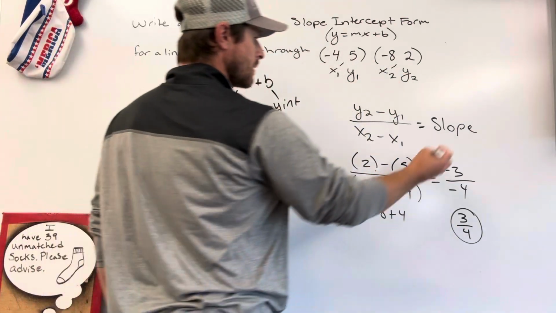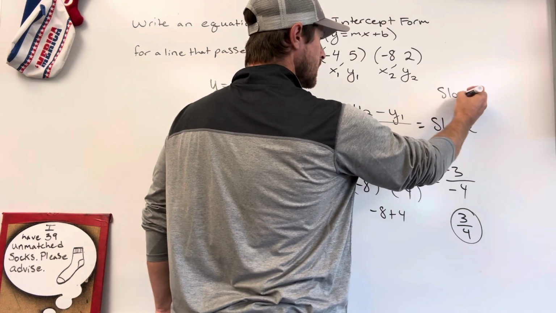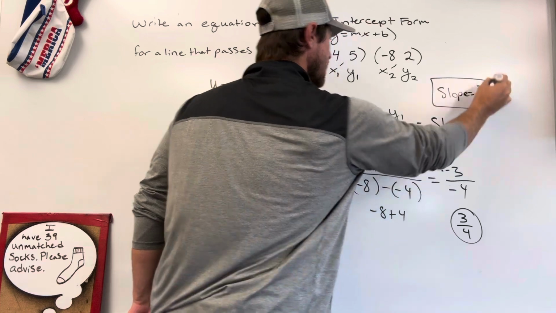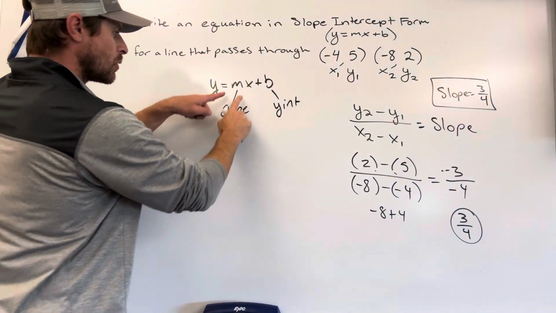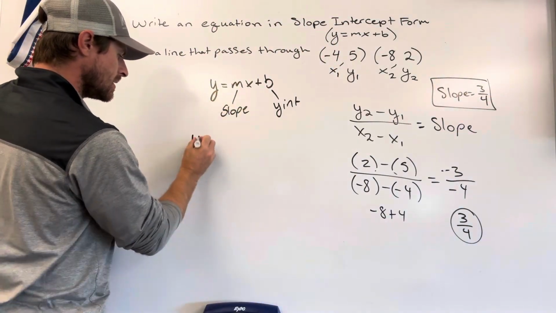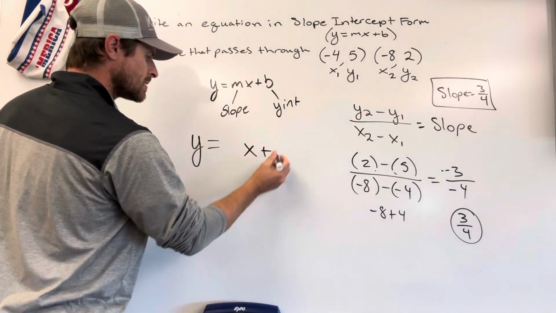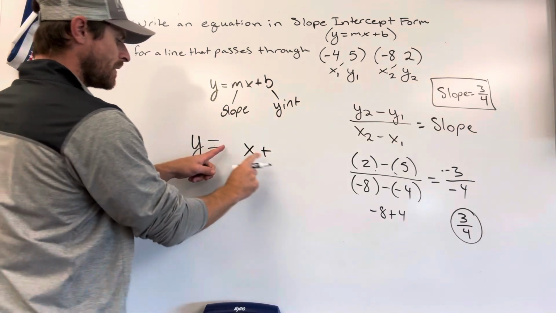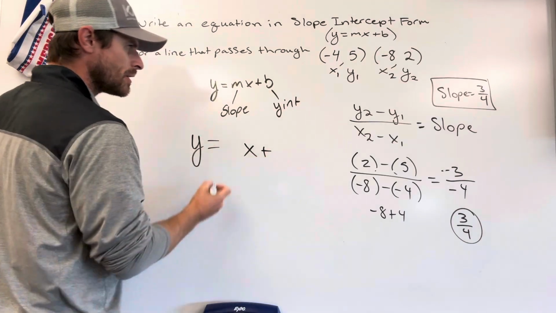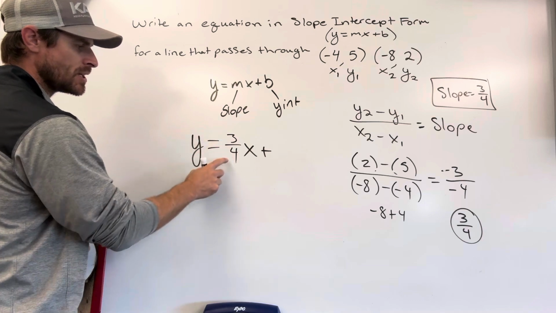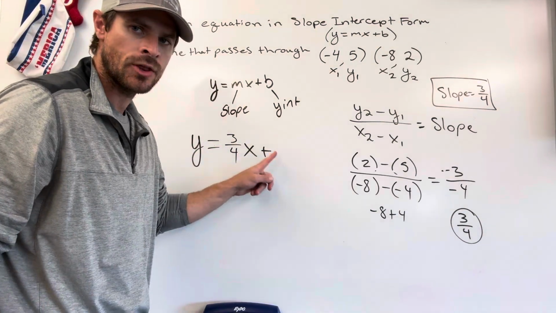I'm going to write that down. Slope is equal to 3/4. I'm going to put a box around it. That's important information, and it's going to go right here where the m is in this equation. y equals mx plus b. So I've got to figure out what goes here, what goes here. We already found 3/4, so we found the first part of our equation. Now we just have to find b, the y-intercept.